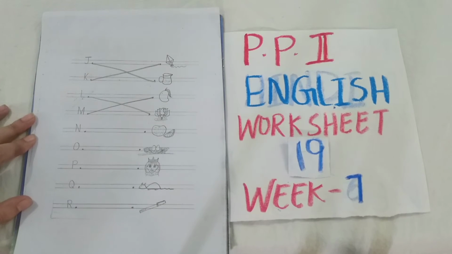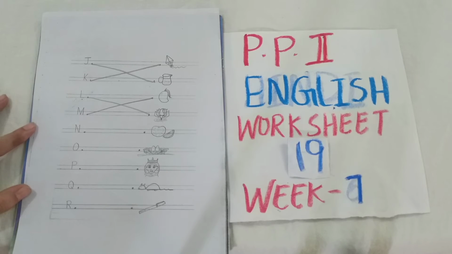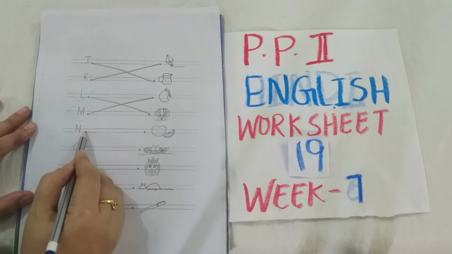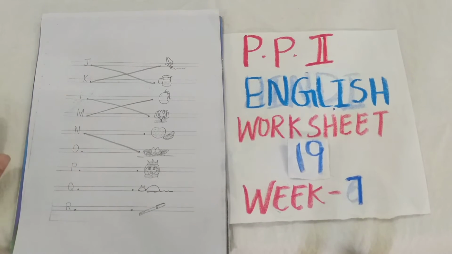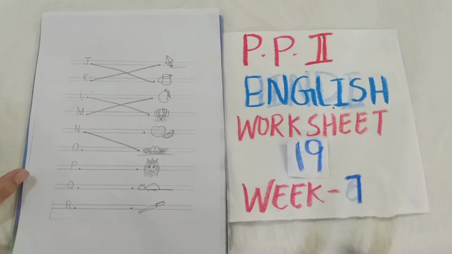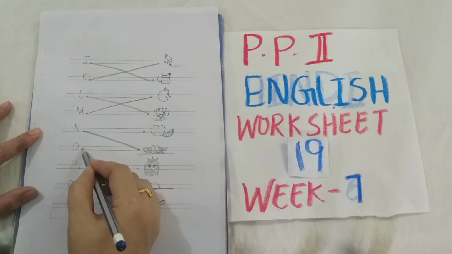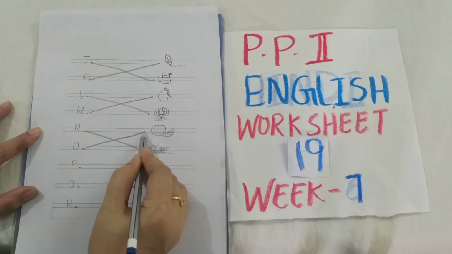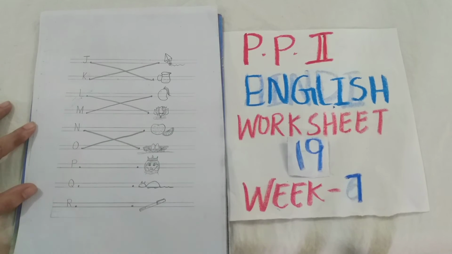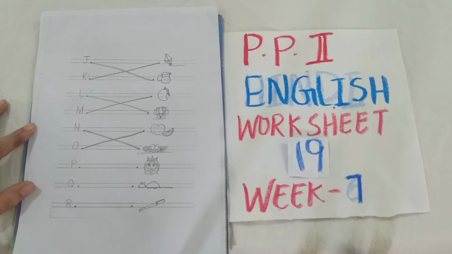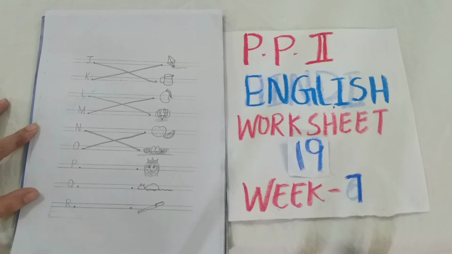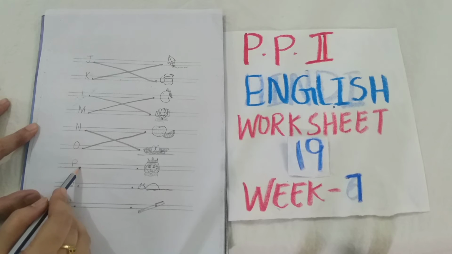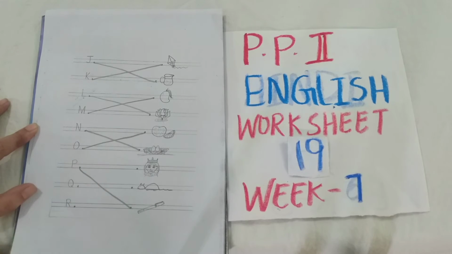Next N. N for nest. Then letter O. O for orange. O for orange. Orange picture is here. There only you have to match. P for pen. Where is the picture of pen? Here. Like this you have to match.